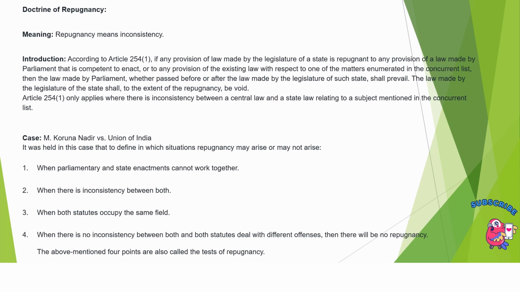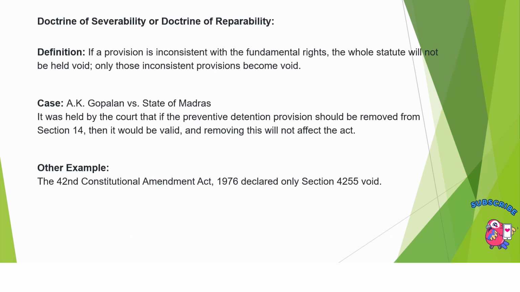Doctrine of repugnancy. Repugnancy means inconsistency. You may read it out. Doctrine of severability or doctrine of separability. If a provision is inconsistent with the fundamental rights, the whole statute will not be held void. Only those inconsistent provisions become void. Example: the 42nd Constitutional Amendment Act 1976 declared only section 425 as void. It's not 4255, it's 425.